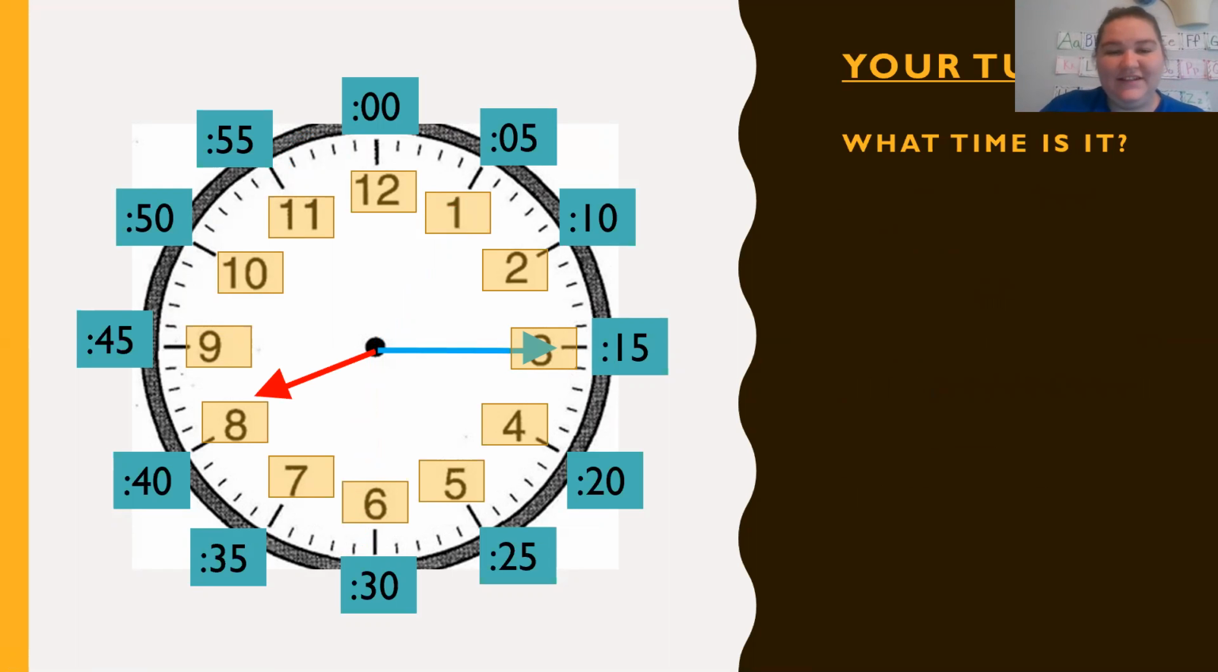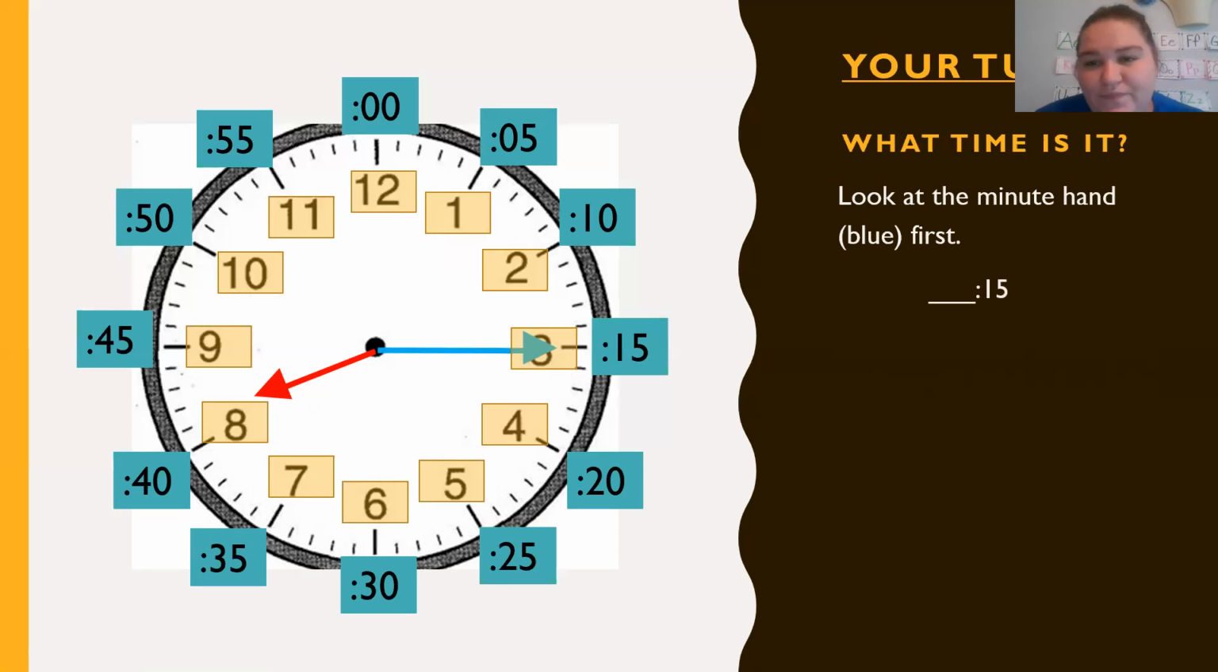All right, let's do a new one. Which hand do we start with, guys? That's right, we start with the minute hand, or the blue one. Where is it pointing to? This one, you should be able to see pretty clearly. It's pointing exactly on there. That's right, it's on the 15-minute mark.